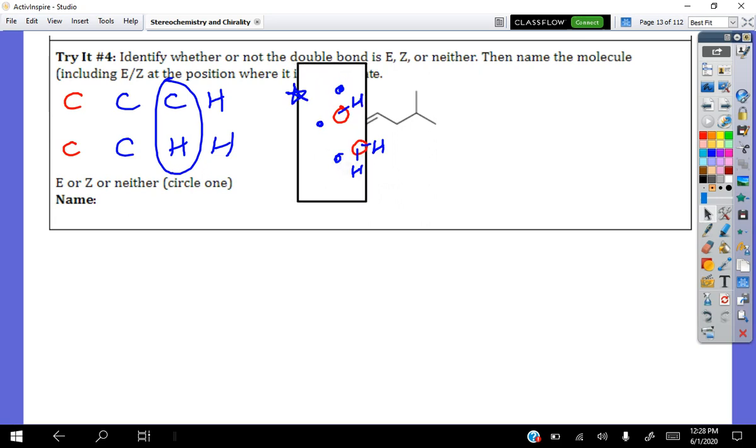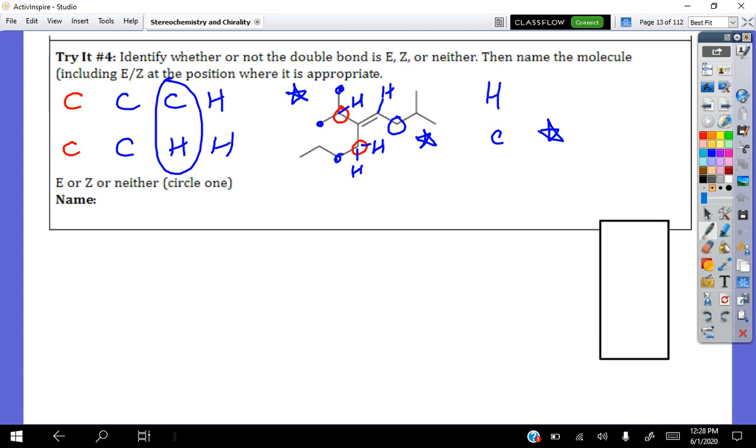If I go to this other side, it's a little bit easier because there's an H here. So I'm comparing an H to a C. The C is going to have priority. And so if we look at our double bond and assess, here's my dividing line. I see those stars are on opposite sides. This is also going to be an E.